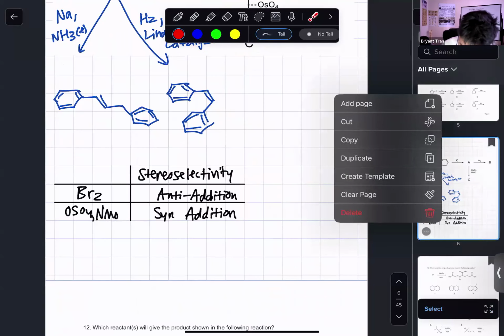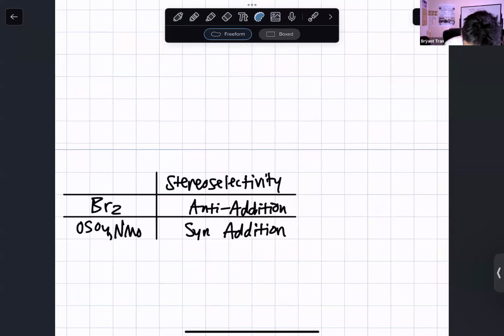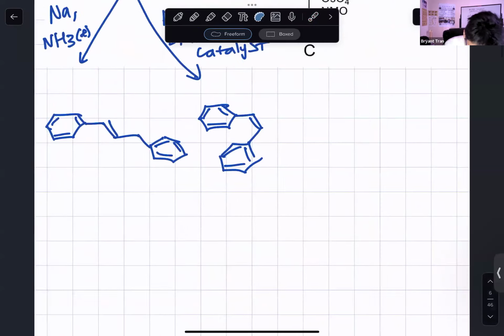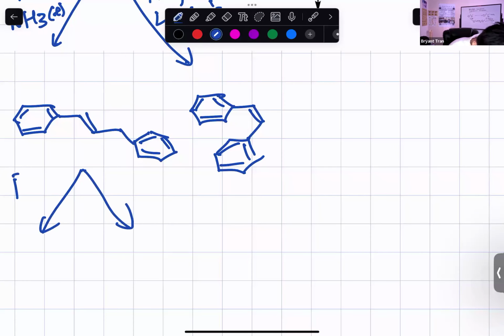So now, based on that, let's look at the products that we formed, the trans and cis alkene, and react them with either Br2 or OsO4.